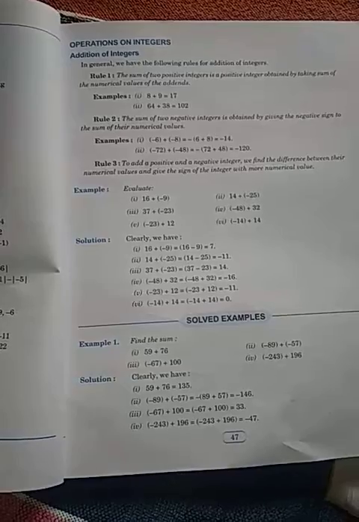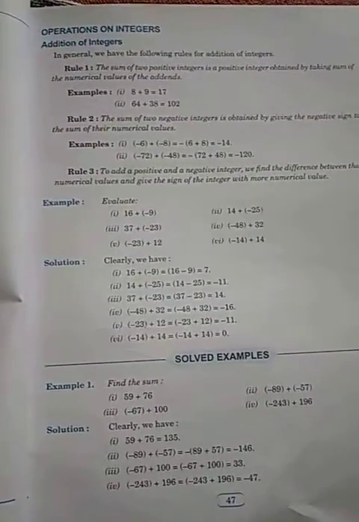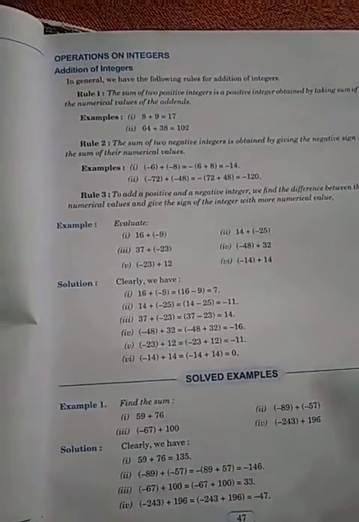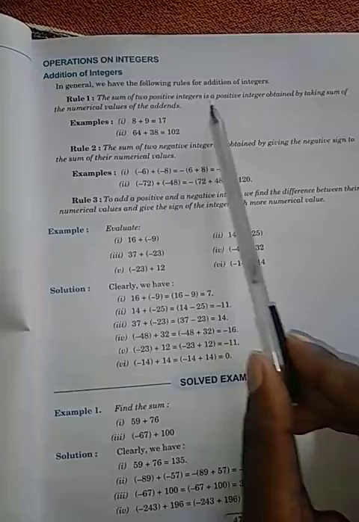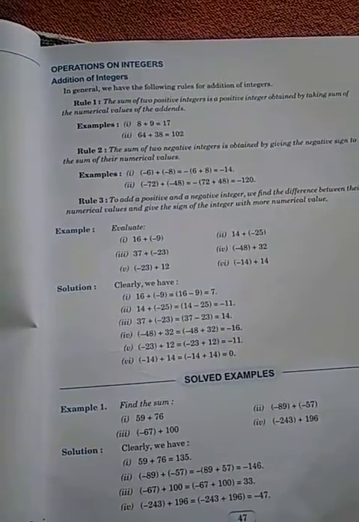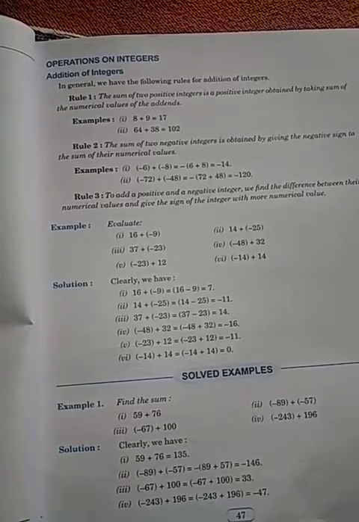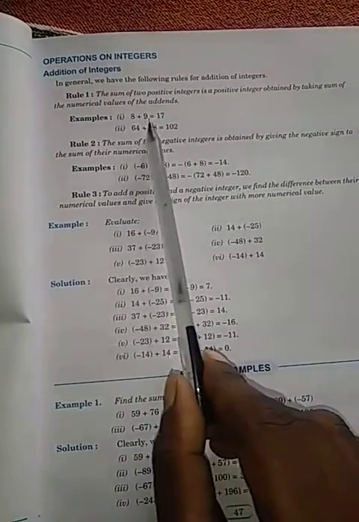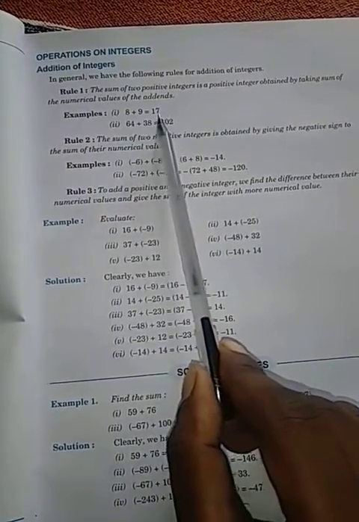I will try my best to make you understand this concept, operation on integers. Addition of integers. The sum of two positive integers is a positive integer obtained by taking the sum of the numerical values of the addends. 8 plus 9: 8 is a positive integer, 9 is a positive integer. We add them, 8 plus 9 is equal to 17.